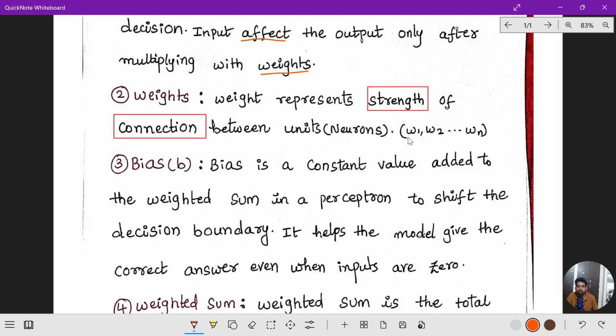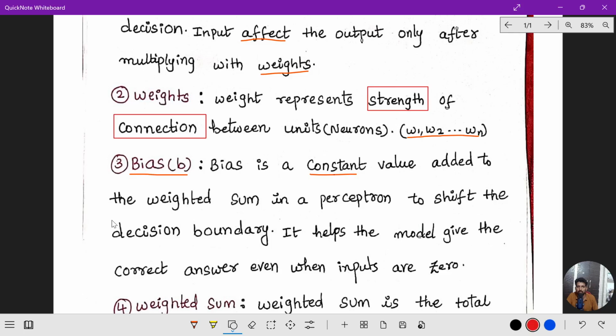So the third one is called bias. Bias can be represented with b, and bias is a constant value. It is a value that is added to the weighted sum in a perceptron to shift the decision boundary. It helps the model give the correct answer even when inputs are 0. So what is the main purpose of this bias? Bias is a constant value added to the weighted sum of the perceptron to shift the decision boundary.